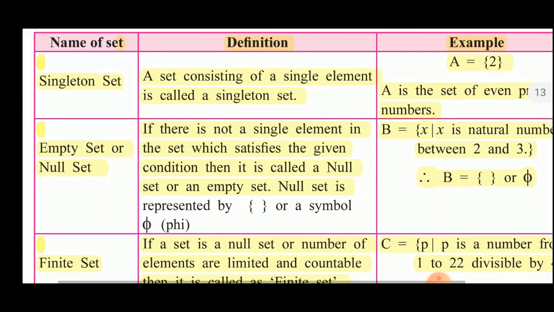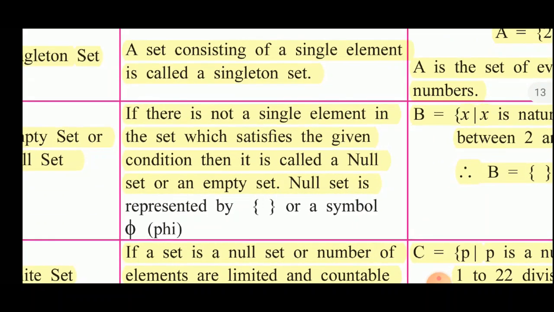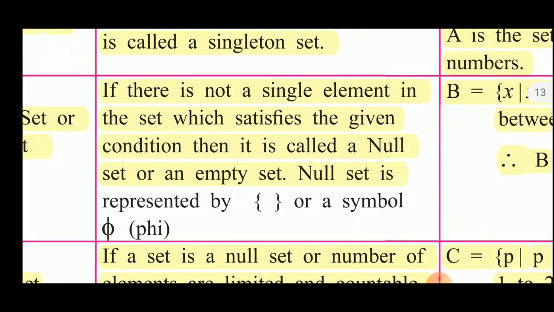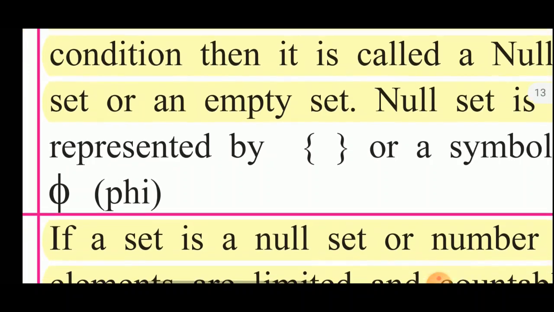The second one is the empty set or the null set. If there is not a single element in the set which satisfies the given condition, then it is called the null set or the empty set. It is denoted by just curly brackets, or you use this symbol, which is called phi.